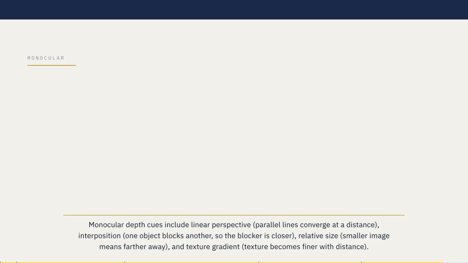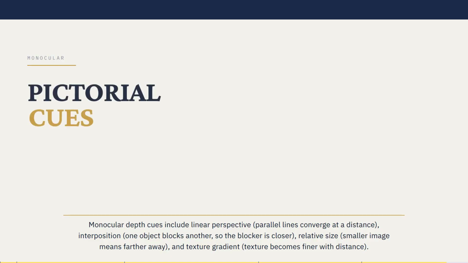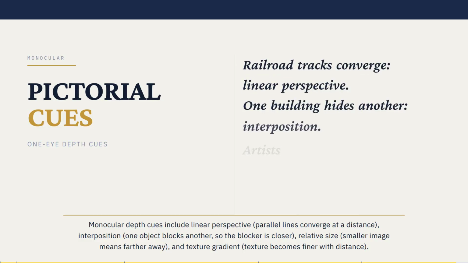Monocular depth cues include linear perspective, parallel lines converge at a distance. Interposition, one object blocks another, so the blocker is closer. Relative size. Smaller image means farther away. And texture gradient. Texture becomes finer with distance.